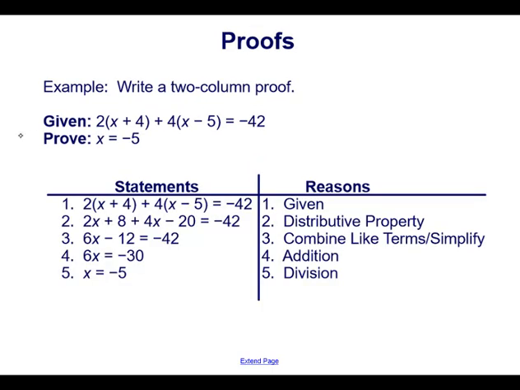So our first statement is that given. We have 2 times the quantity of x plus 4 times the quantity of x minus 5 equals negative 42, and the reason is given. So now think of how you can prove that x equals negative 5.